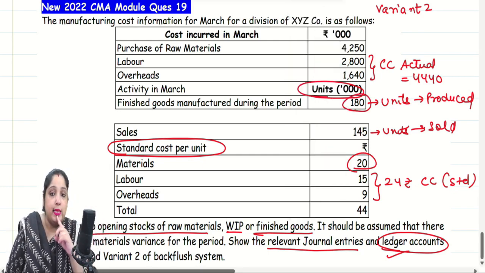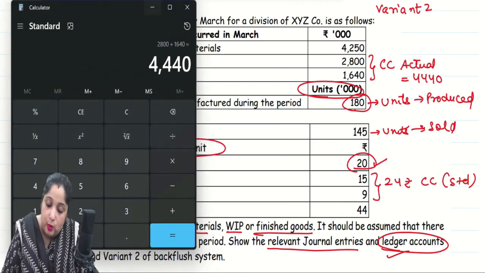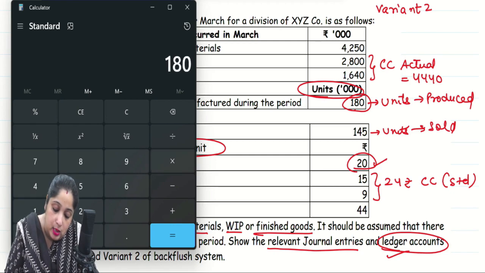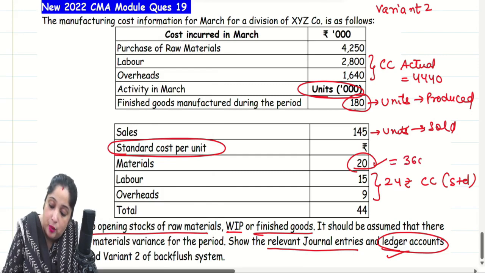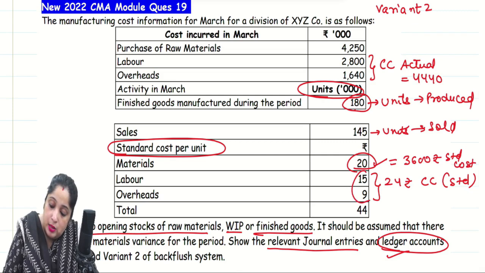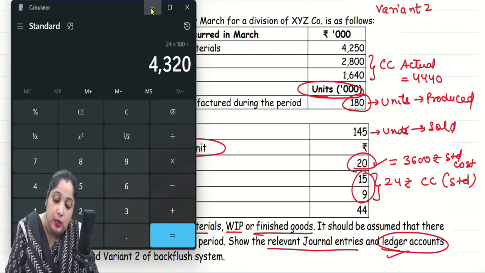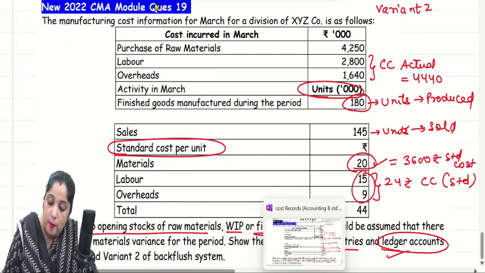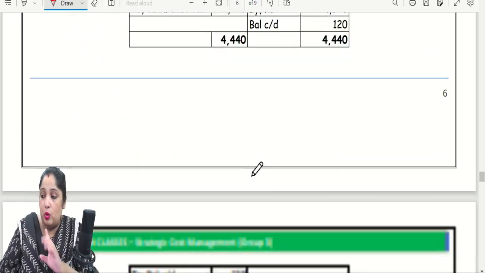On 180 units, 20 rupees of raw material should have been used. So if you multiply 180 units by 20 rupees, it is 3600. So the total cost comes out to be 3600 rupees, standard cost. Then this is 24, so 24 into 180 units is 4320. If we go back and see, don't make the conversion account now.